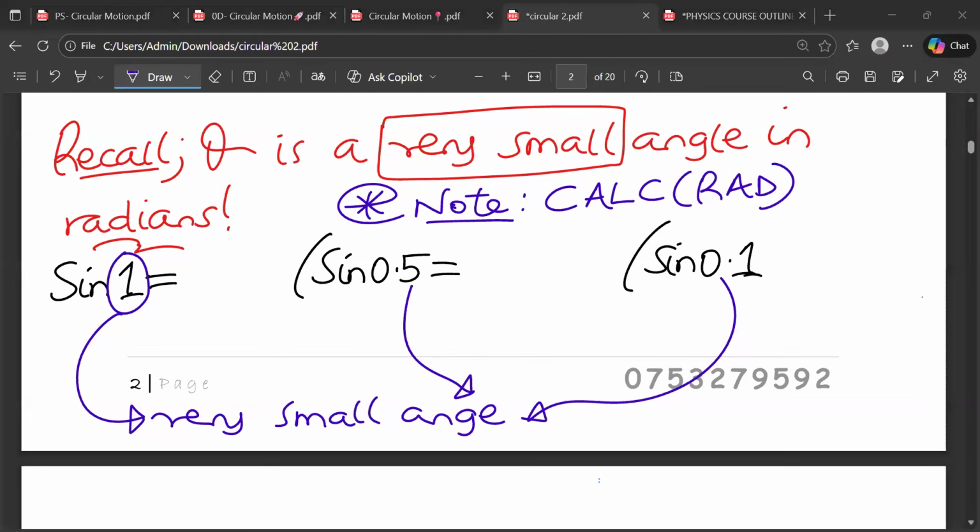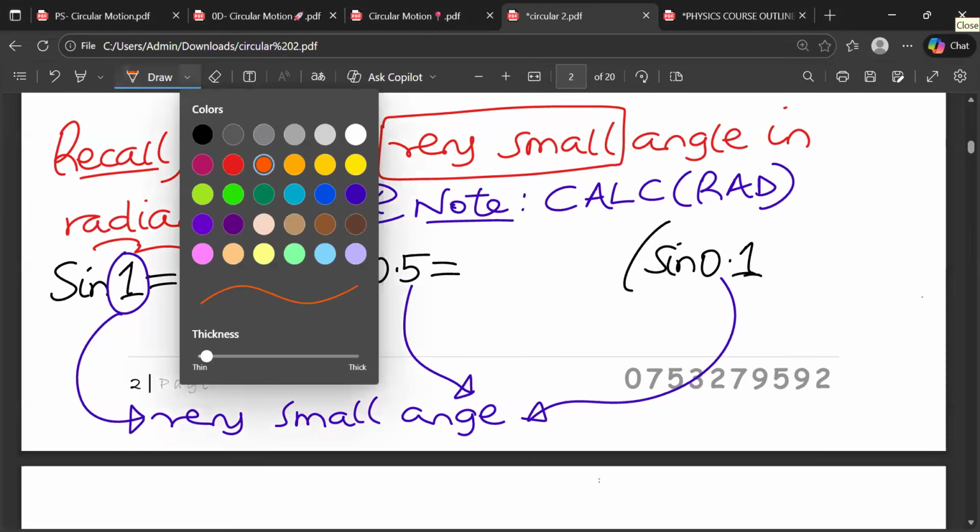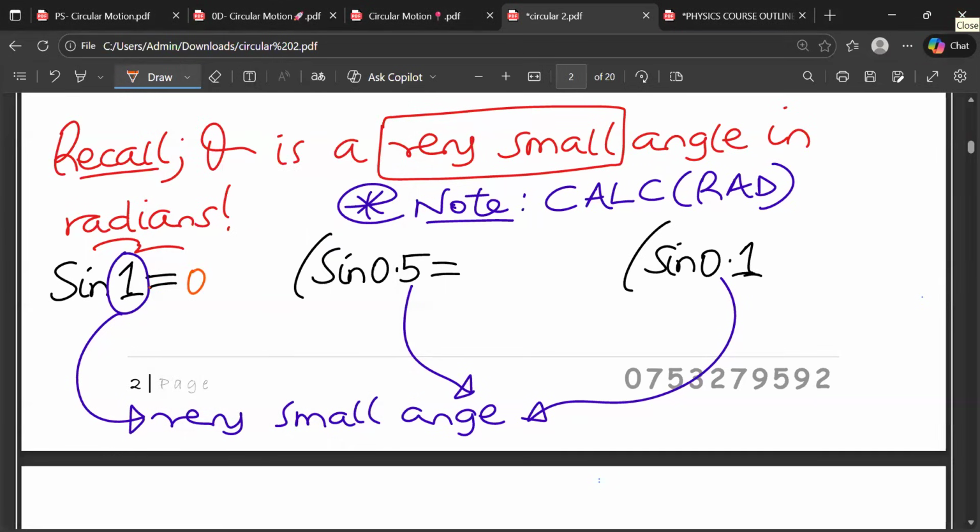0.84. This one is 0.84. Then the next, 0.48. You can say that this is 1 point. I think this one is the same.